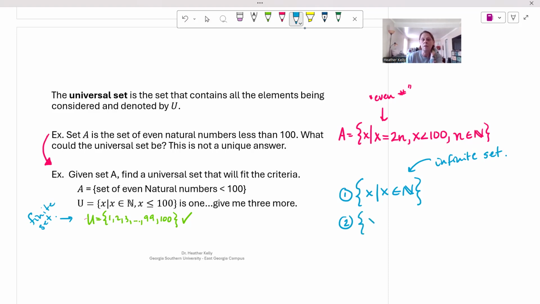What's another one? X such that X is, what else could it be? It could be an element of the whole numbers. We haven't really talked about that very much, but the whole numbers, I know I've mentioned, start at 0. And that's the only difference there. Oh, my bad, curly brace right there. 0, 1, 2, 3.